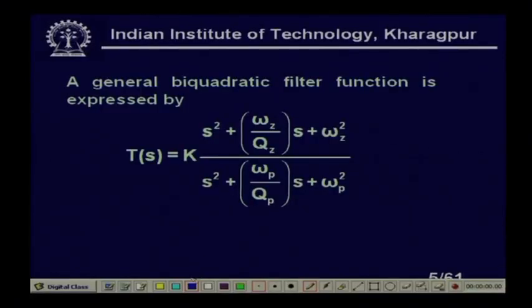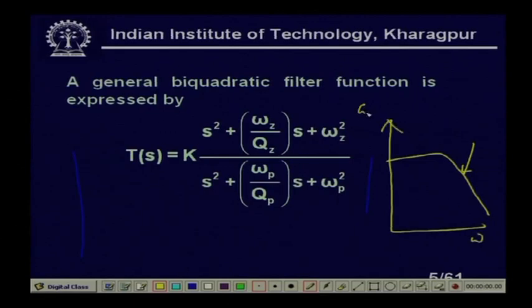Let us first look at the second order structure. Suppose I have a low pass filter of a second order structure. Low pass characteristics will look like this, where this is the frequency omega and this is gain. We will find that the slope will be minus 40 dB per decade.